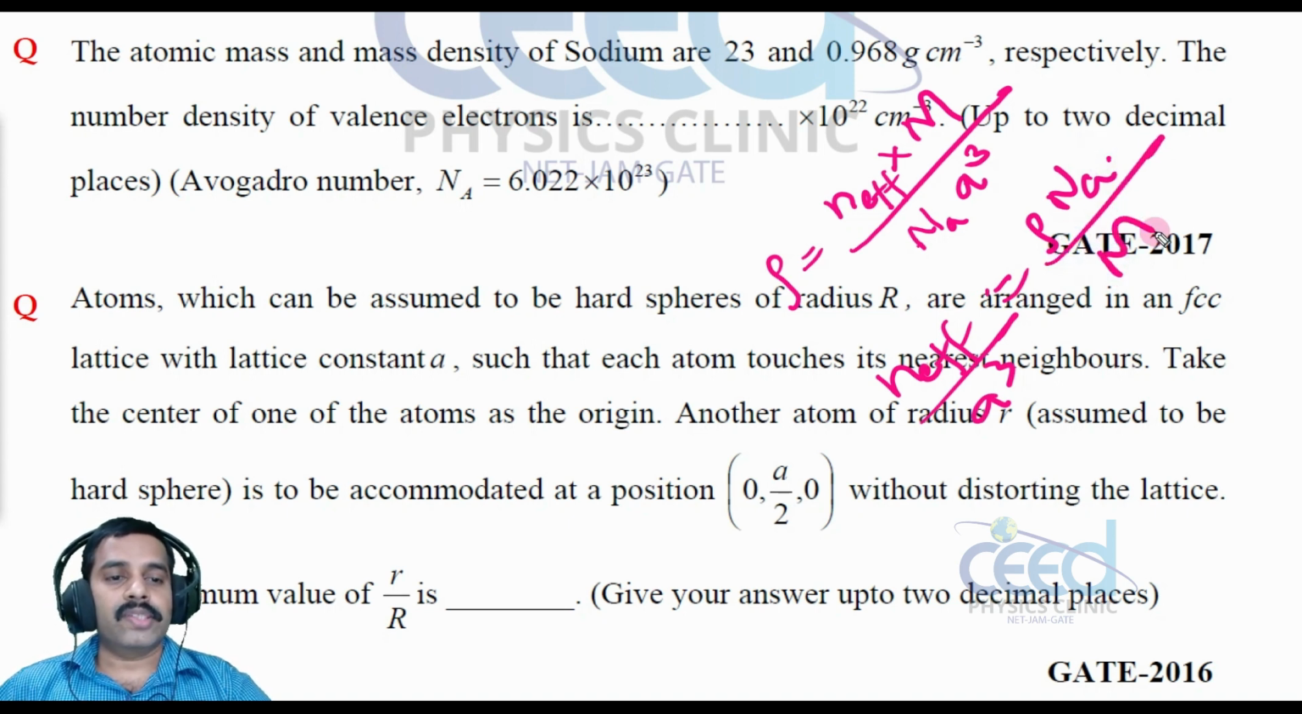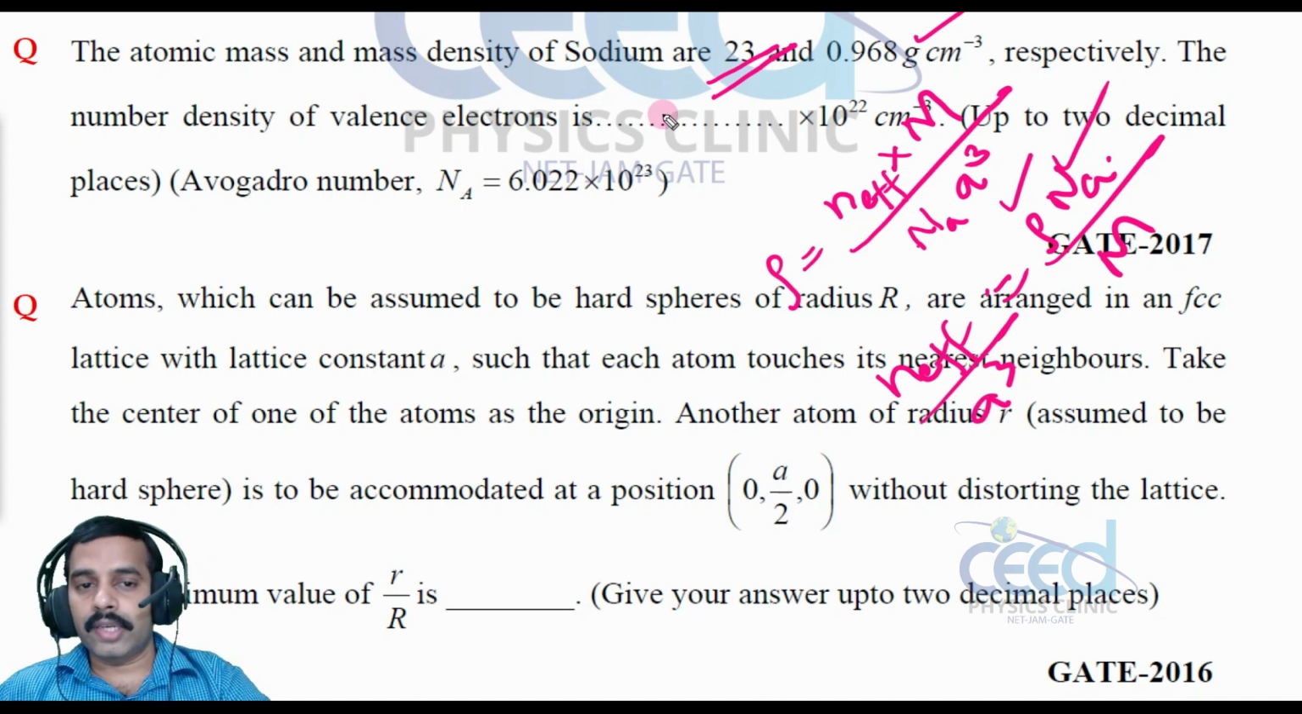Now everything is given: the Avogadro number and the density are given, and M, the mass, is also given, that is 23, right? So you can substitute all the values and then find this number density. When you solve this, you will get the answer as 2.54 into 10 raised to 22 per centimeter cube. So that you can do yourself. All right.